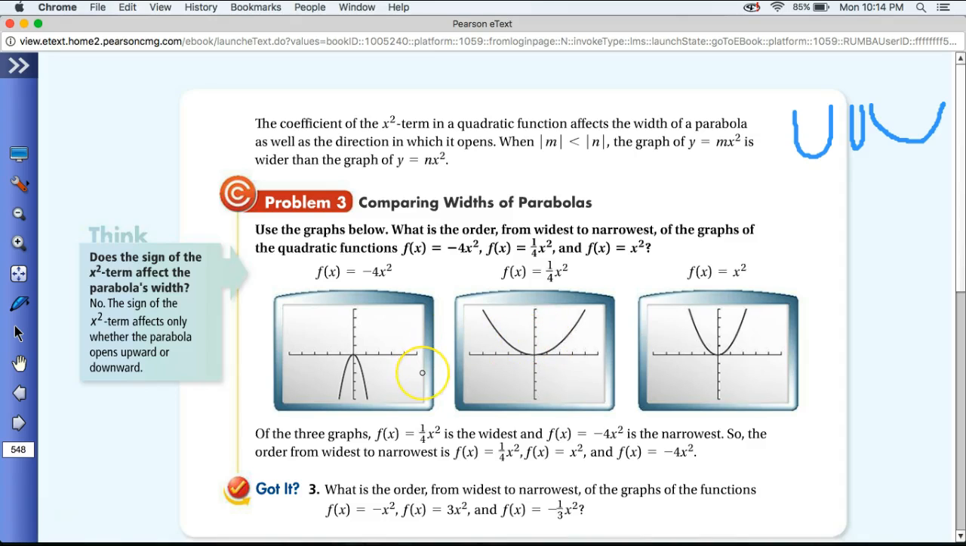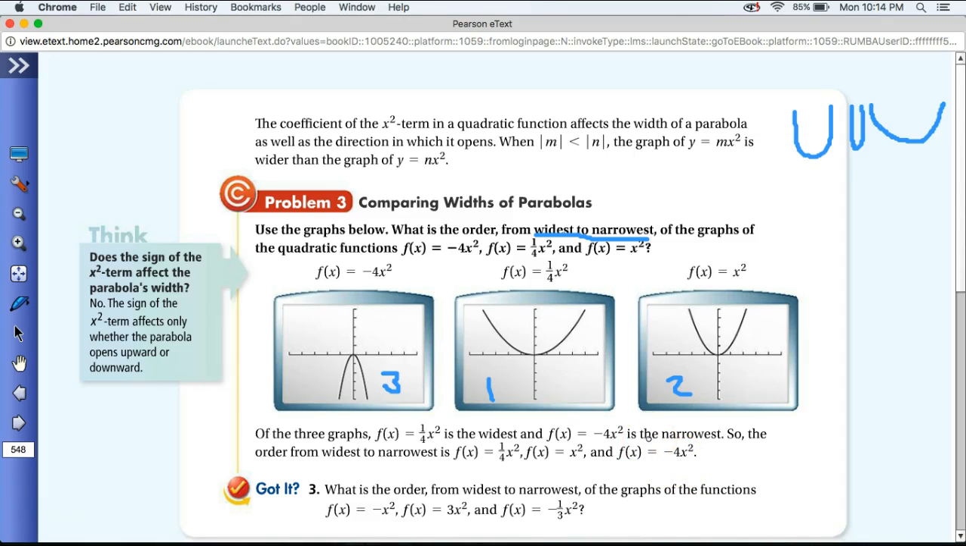If I was numbering these 1 through 3, widest to narrowest, make sure you're following the directions, widest to narrowest, it'd be 1, 2, and 3. It goes on to say again, 1/4 x squared is the widest and negative 4 x squared is the narrowest. So they go in order like so: 1/4 x squared, then x squared, and then negative 4 x squared.